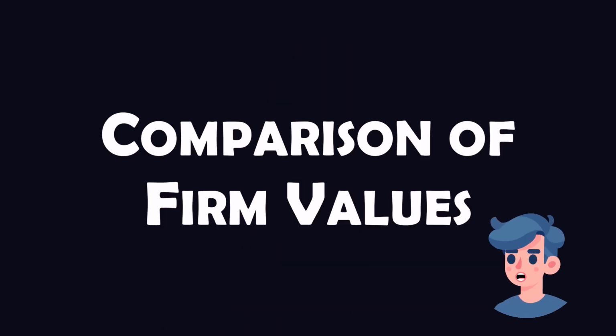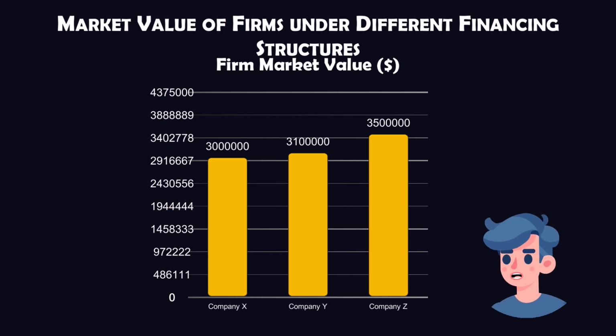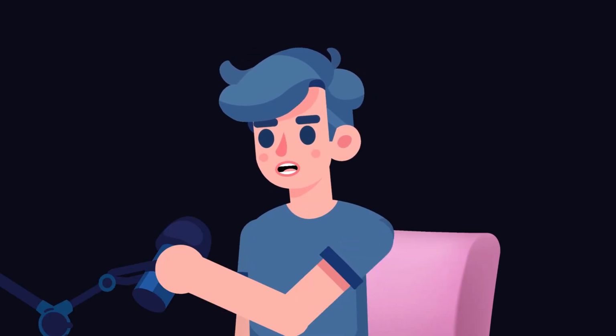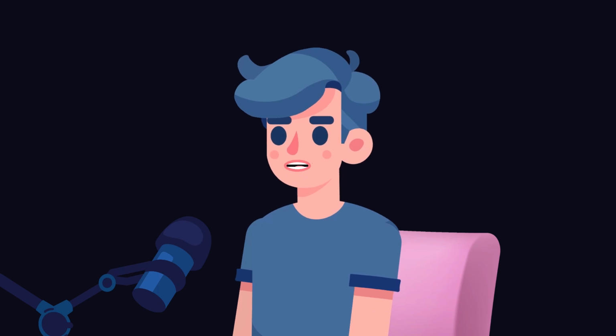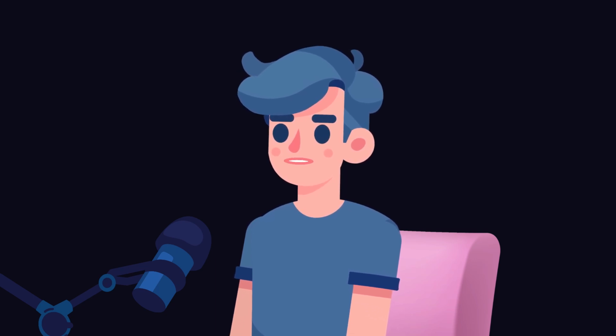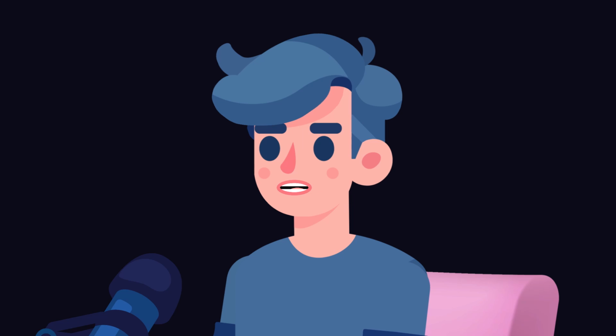Company X reports a market value of $3 million. Company Y, with a mixture of equity and debt, reports $3,100,000, while Company Z, with heavy debt financing and tax shield benefits, is valued at $3,500,000. From this data, we see the impact of tax benefits on firm valuation with Company Z. However, Modigliani-Miller tells us that, adjusting for market conditions and assuming no frictions or imperfections, these differences should align over time.